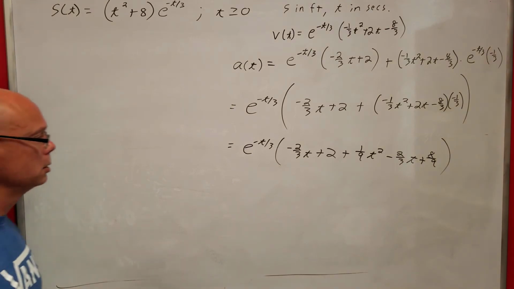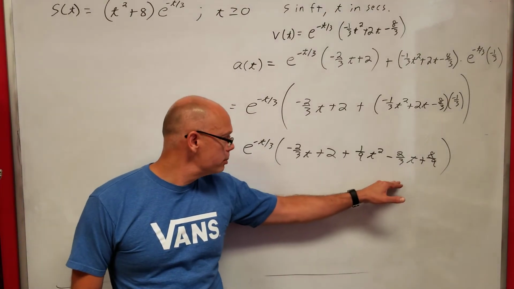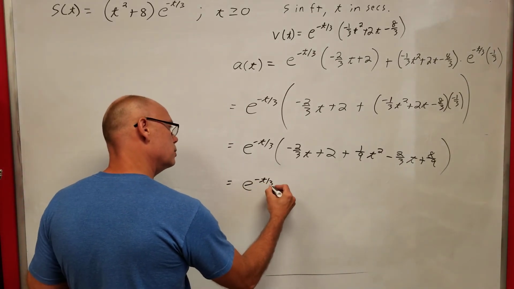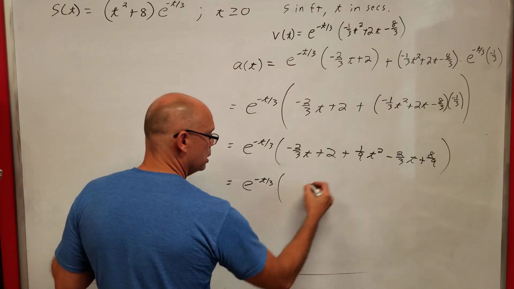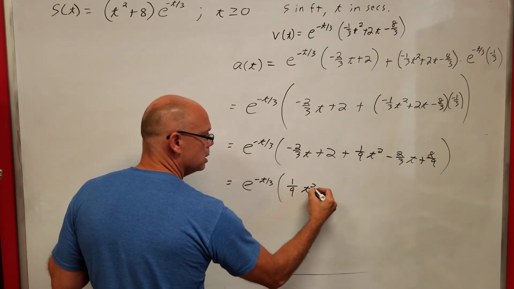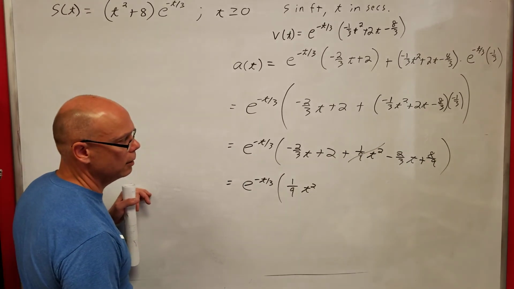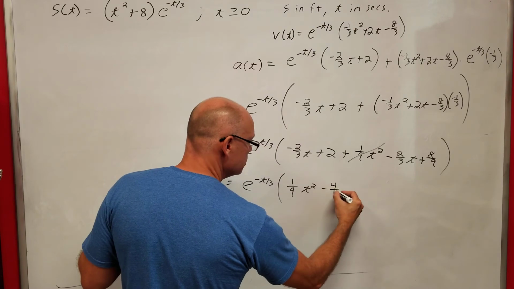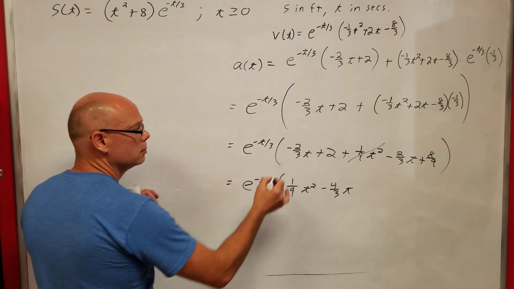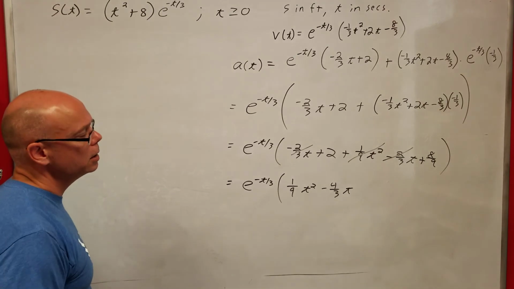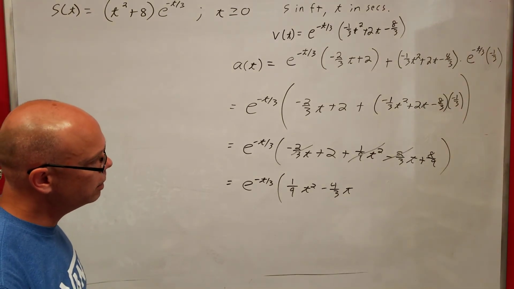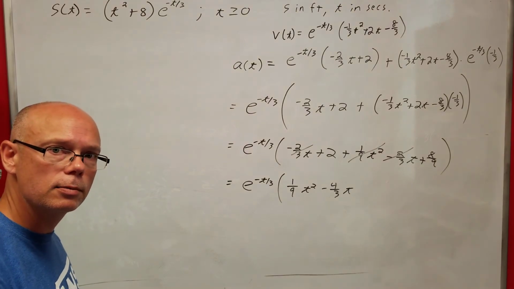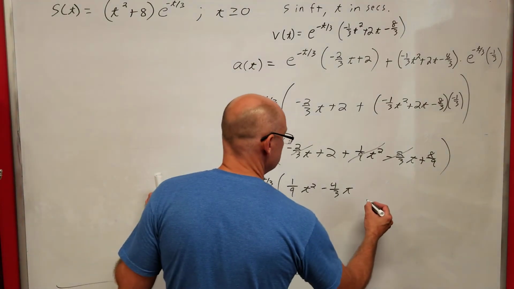Now I'm going to combine like terms and put this in descending order. So I have e to the negative t over 3 times 1/9 t squared. What else do I have? Negative 2/3 t minus 2/3 t is negative 4/3 t. What's 2 plus 8/9? Well, 2 is 18 ninths, and 18 ninths plus 8/9 is 26 ninths.